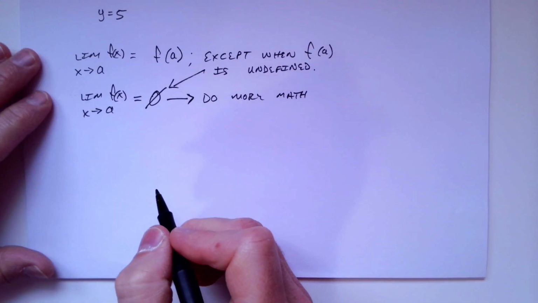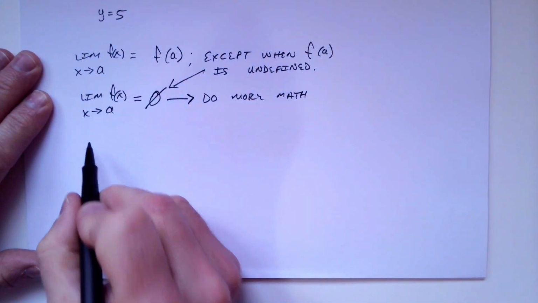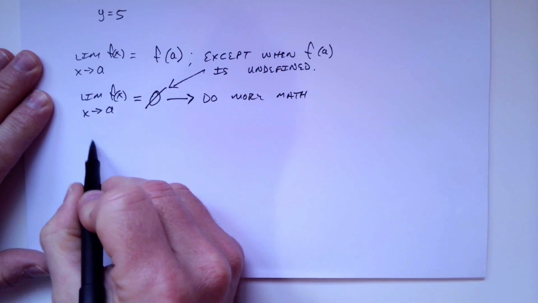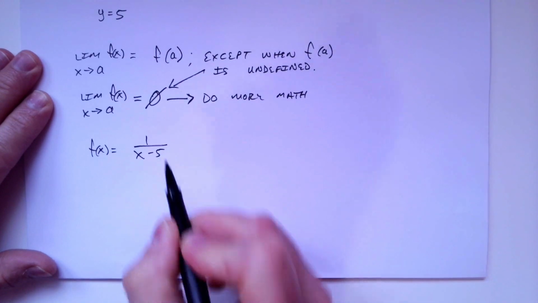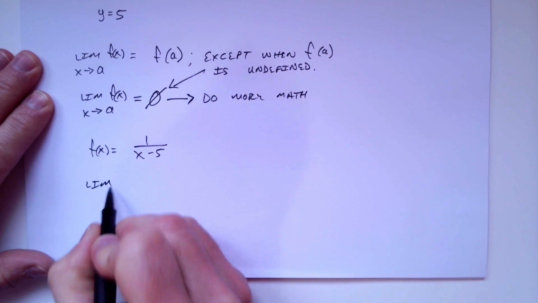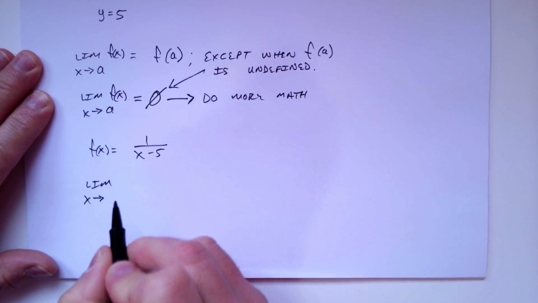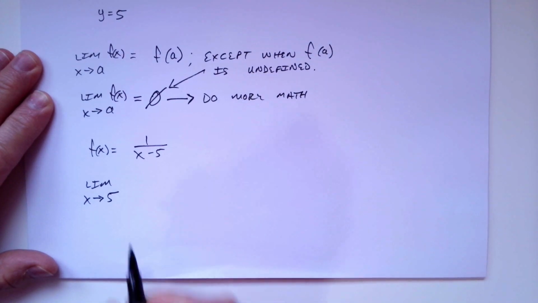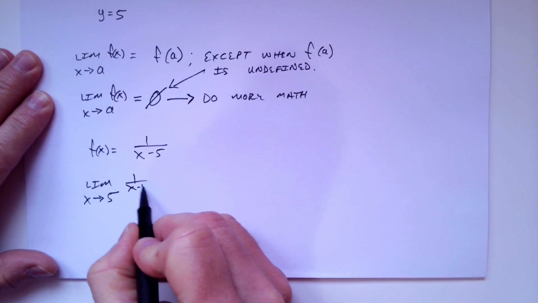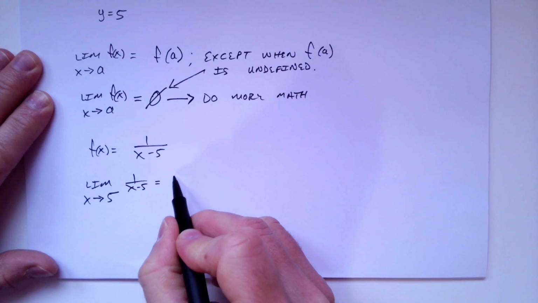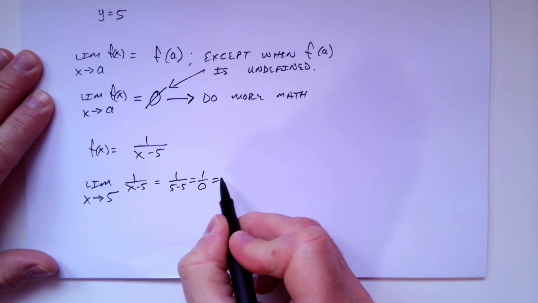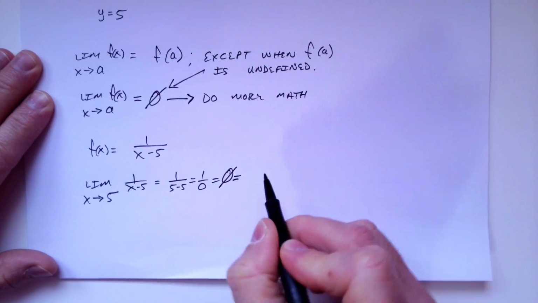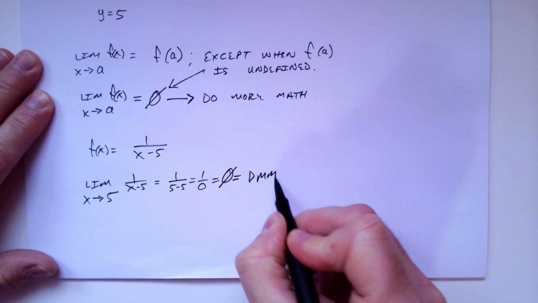But let's just think of this from another perspective as well, okay? Let's think about how else we can deal with this. So let's say we have the function 1 over x minus 5, okay? And we want the limit as x goes to 5 of 1 over x minus 5. Now, obviously, if we plug in 5 at this point, we get 1 over 5 minus 5, which is 1 over 0, which is undefined, which means do more math.